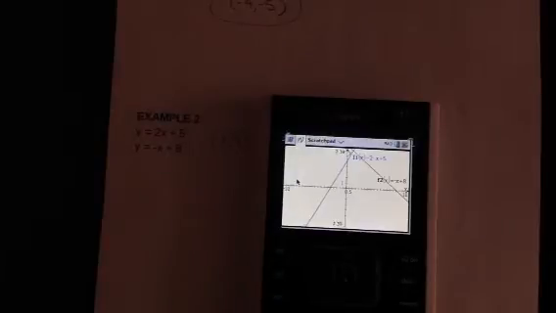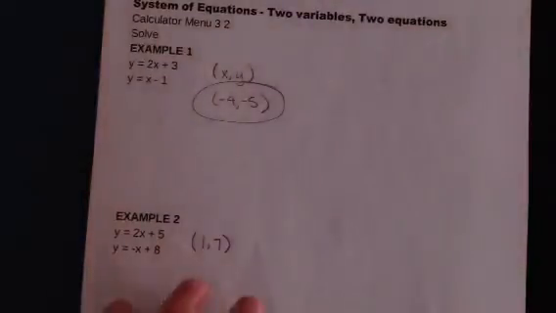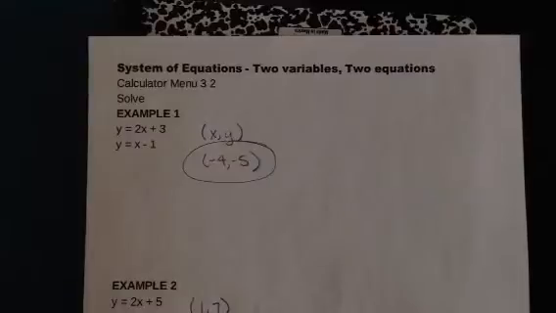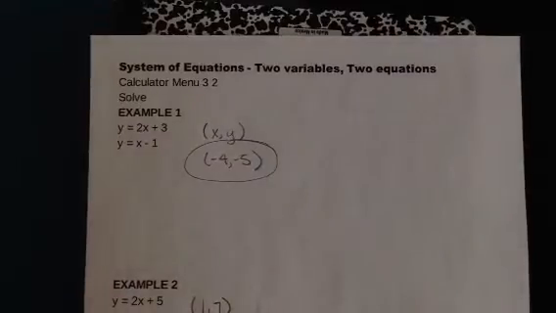All right, so that's it. When you do a system of equations, you're going to hit menu 3, 2 just to get the straight up answer. If you want to look at the graphs, then you can look at the graphs in the graph tab. So that's what I have for you. Systems of equations, two variables. You're going to solve for both x and y. Both variables are solved for.